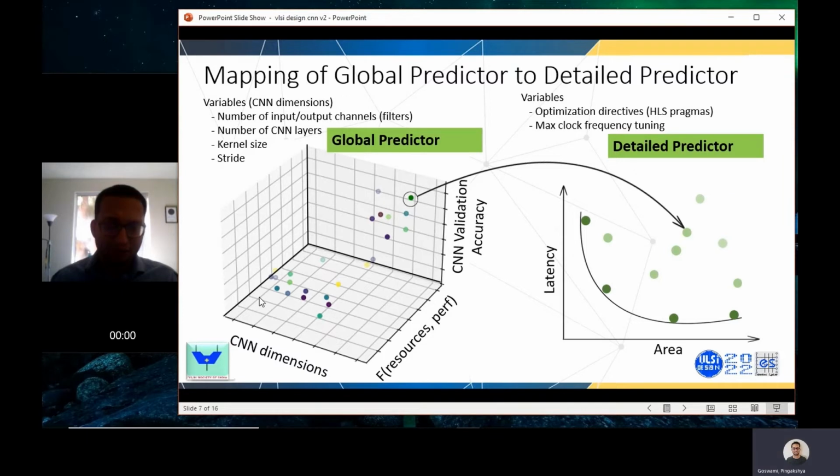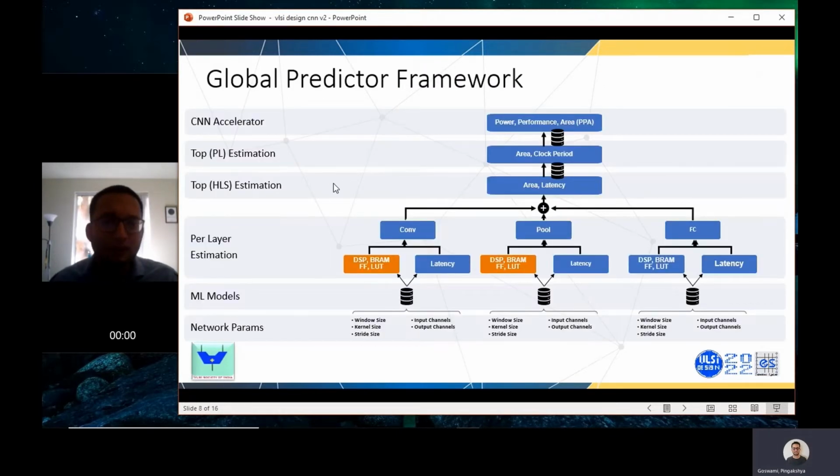In global predictor, we do Python level optimization where we change the number of input layers, number of CNN architecture, kernel size, and stride size to minimize the latency and area, and also to improve accuracy. From the set of designs generated by global predictor, we select some designs, maybe 10 or 15, with very high accuracy and low latency, and map them into the detailed predictor. In detailed predictor, we further fine-tune them by doing design space exploration and changing the pragma settings and clock frequencies. So this is our global predictor framework.